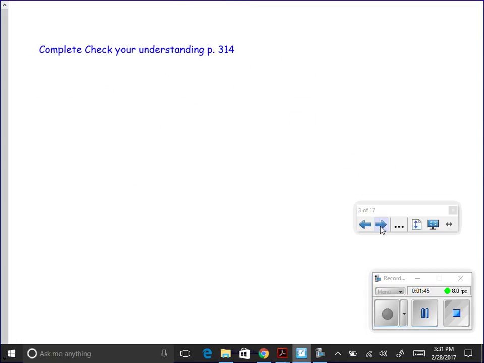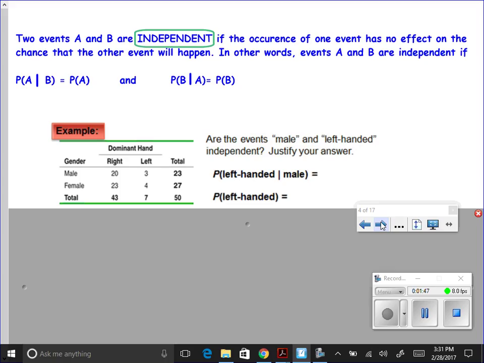We can use conditional probabilities to check for independence. Two events are independent if the occurrence of one event has no effect on the chance that the other event will happen. In other words, if the probability of A given B is equal to just the probability of A, then the events are independent. If we reverse them, the same thing would be true: the probability of B given A equals the probability of B.